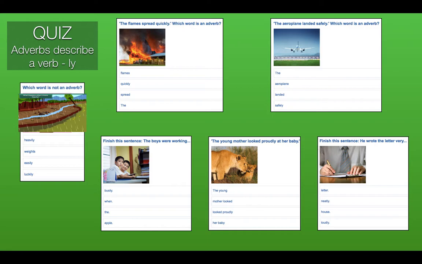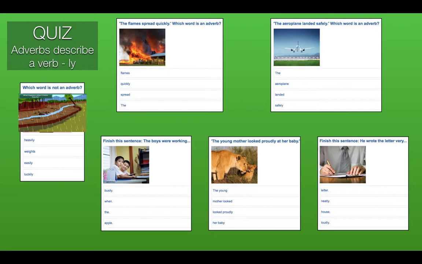The young mother looked proudly at her baby. Which do we select? We need the verb and the adverb. It's number 3. Looked is the verb, that's the doing word, and proudly is the adverb. It ends with ly, and it also describes how the mother looked at her baby.